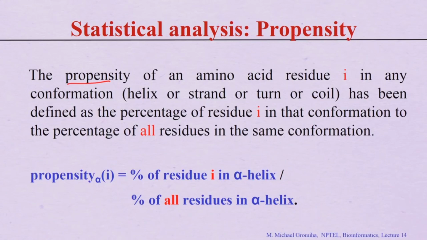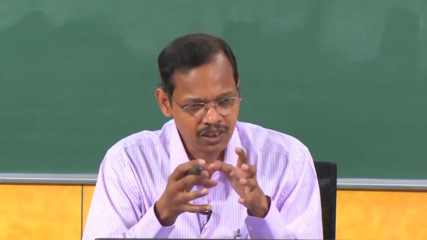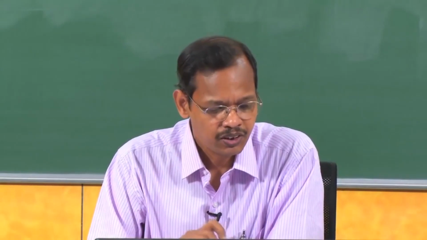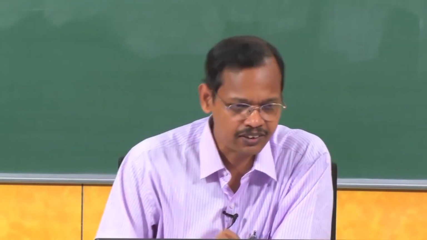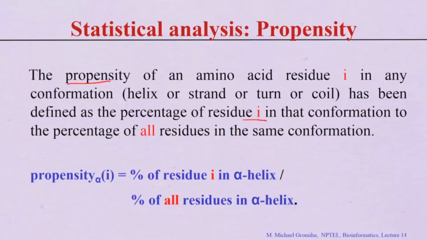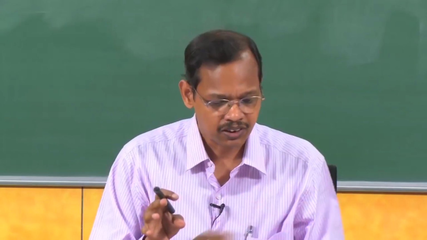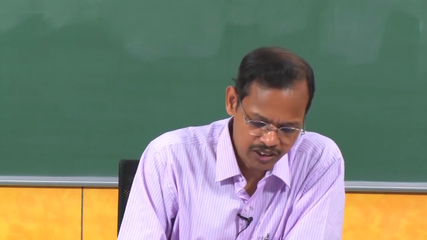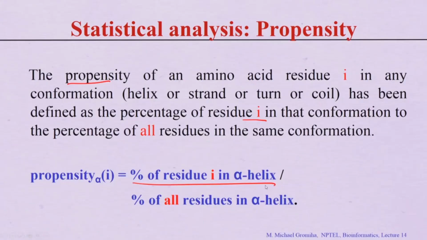The propensity of any amino acid, for example alanine, depends upon the preference of that particular residue for a particular conformation, for example helix or strand. How to calculate it? First, see the percentage of residue I in that conformation compared with all the residues in the same conformation. So, consider the propensity of I using the equation: percentage of residue I in alpha helix divided by the percentage of all residues in alpha helix.